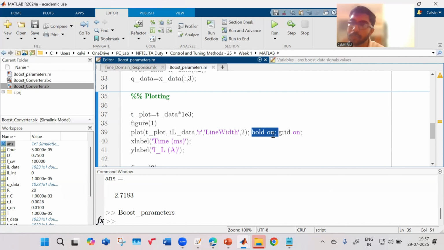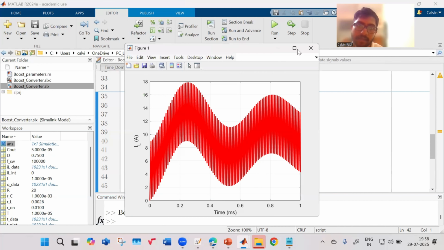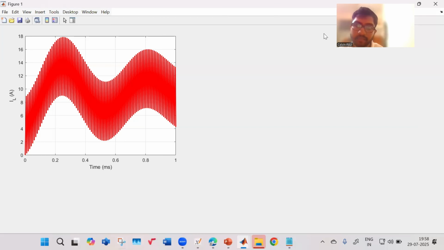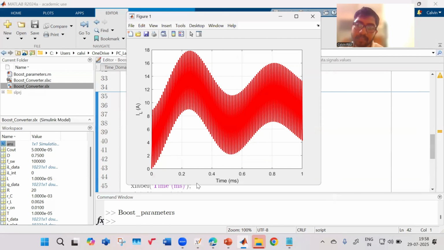Hold on is used so that I can do multiple plots, and grid on. This is my X label, time in milliseconds. Y label is inductor current. That comes over here. So if you see this, this is my X label, time in milliseconds. This is my Y label, that is IL in ampere. And this is the inductor current waveform. This is how the waveform will look. So we have plotted it over here.